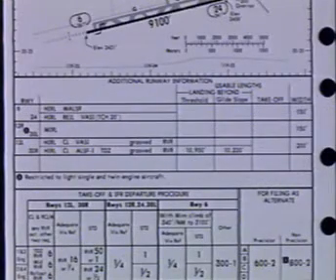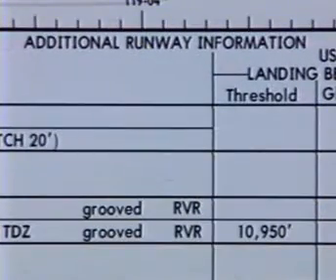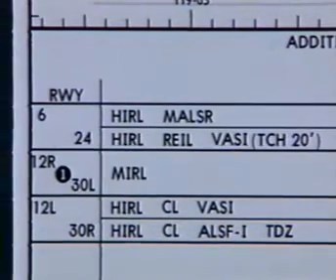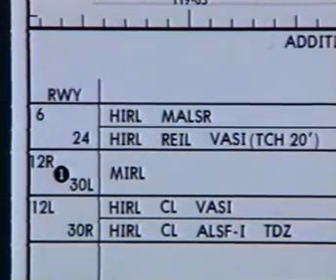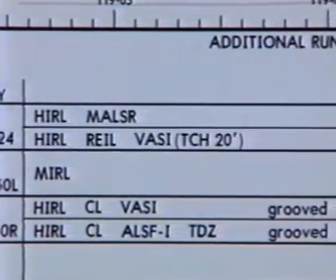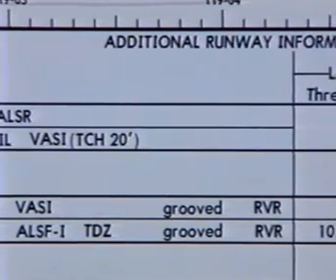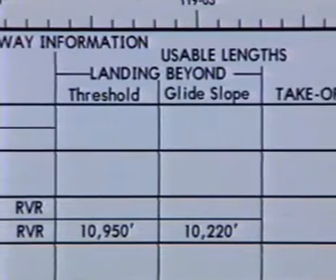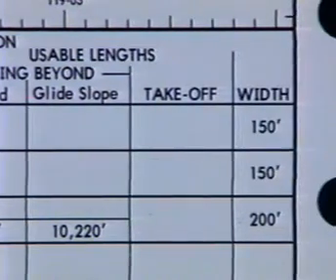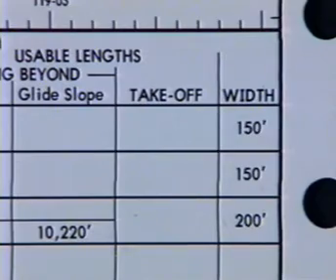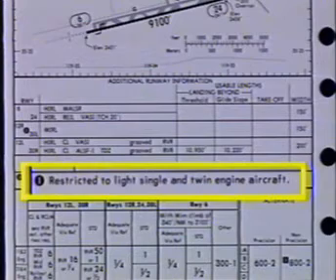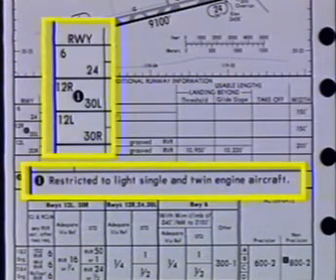The additional runway information section presents more detailed information than can be shown on the plan view. Included in this section is a listing of each runway, with its lighting systems, including VASI or related systems, and whether the runway is grooved. Also included are the usable lengths of the runways beyond the threshold and glide slope, and the usable takeoff distance if the takeoff is restricted. The last column shows the width of the runways. The bottom portion of this section identifies special runway information. This information is noted by ball flags in the runway column.